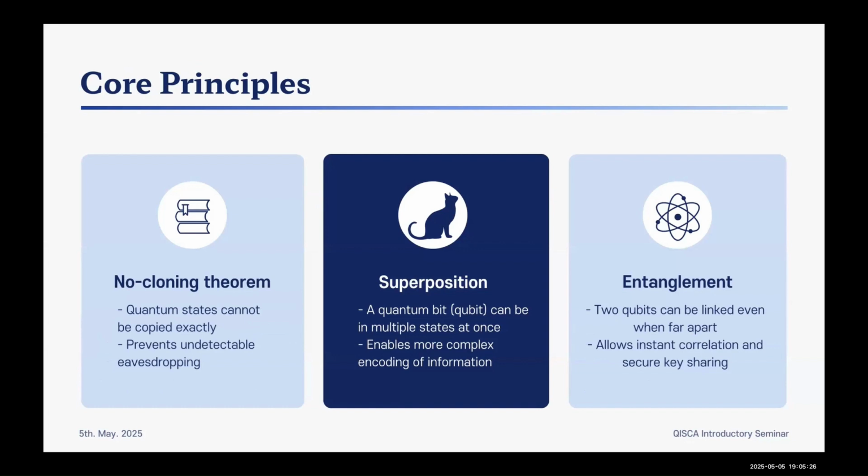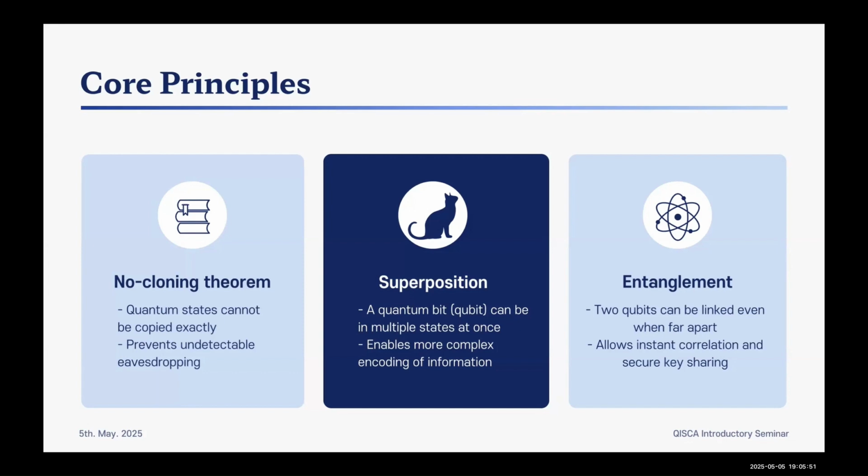So, what makes quantum key distribution fundamentally different from classical cryptography? The core idea is that QKD is secured by the laws of quantum physics. There are three important quantum principles to understand. First, the no-cloning theorem tells us that it is impossible to perfectly copy an unknown quantum state. This prevents an eavesdropper from making a duplicate of the quantum signal.